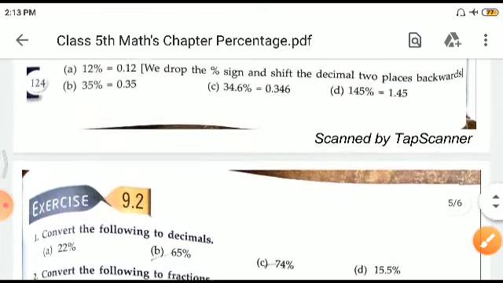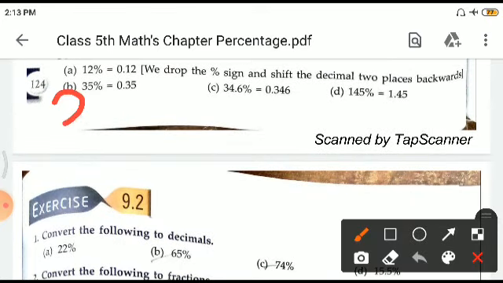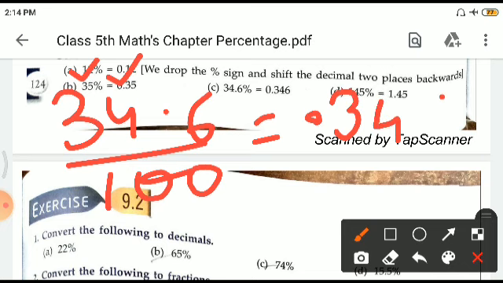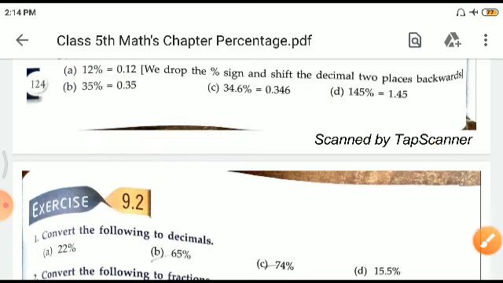Just a minute. See, it is 34.6 upon 100. So the same thing is done in the numerator. See, in the numerator there are units, tens, no hundreds. So the decimal will come in the beginning, right? 3, 4, 6, right? And this is how we do these questions.